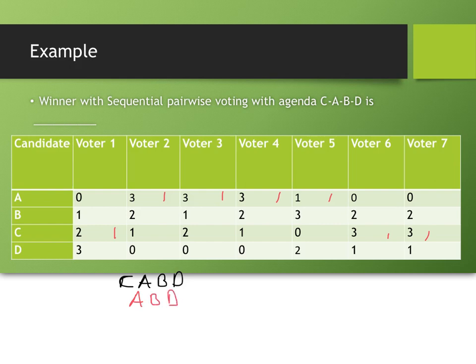Then A, B, D. A versus B, B wins. B versus D, I got B. So in that case, B wins. So sequential pairwise voting with this agenda, B should win, I think. Again, if I did this right.